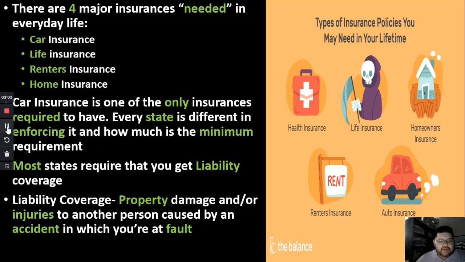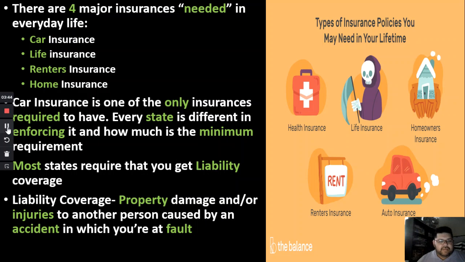Now, each state is different on the minimal amount required in your insurance. So let's say you're in Colorado and they tell you, well, you need this. Well, you could say, yeah, but I don't live here. I live in California, where the minimum is this. They can't enforce that on you because you're not a resident of that state. You're driving through, and if you don't have that insurance, well, that's now on you to pony up. But they can't force you to buy it because you're not a resident there.